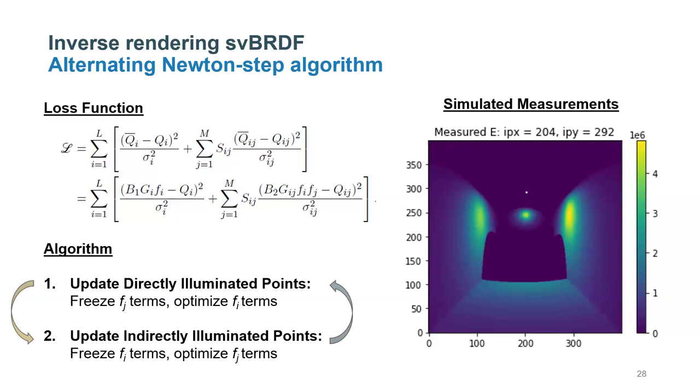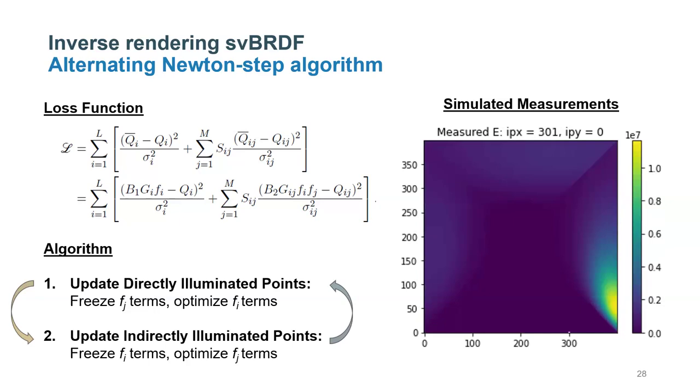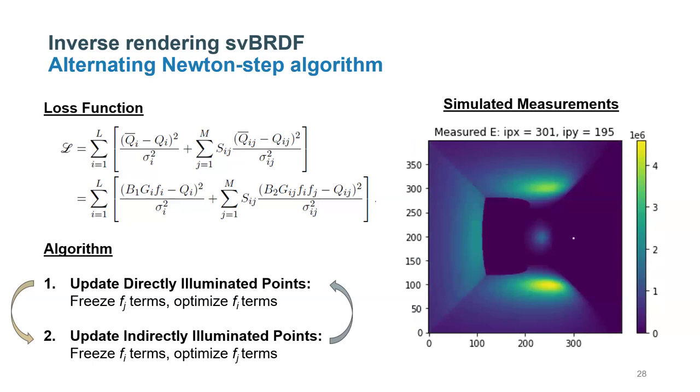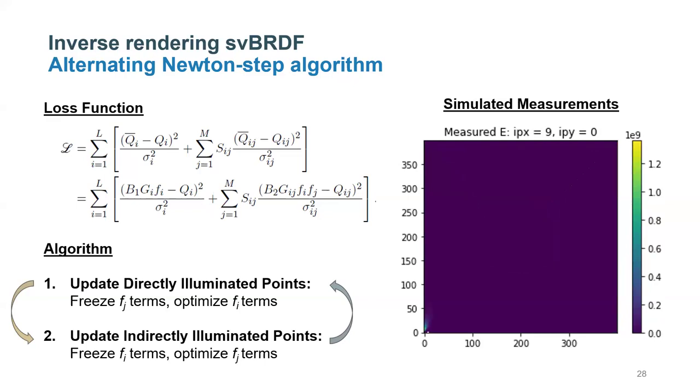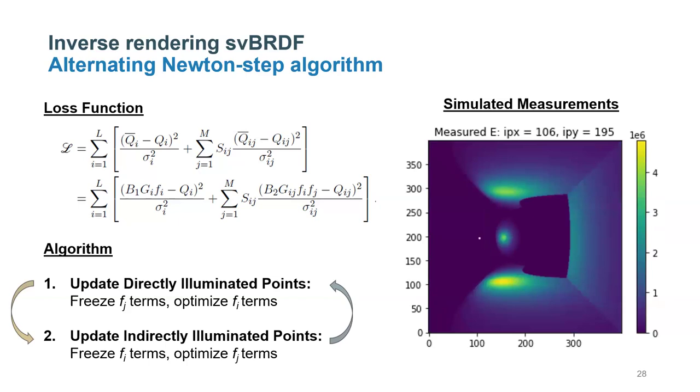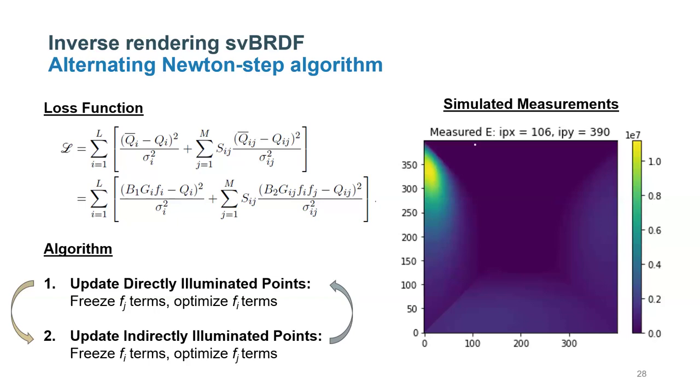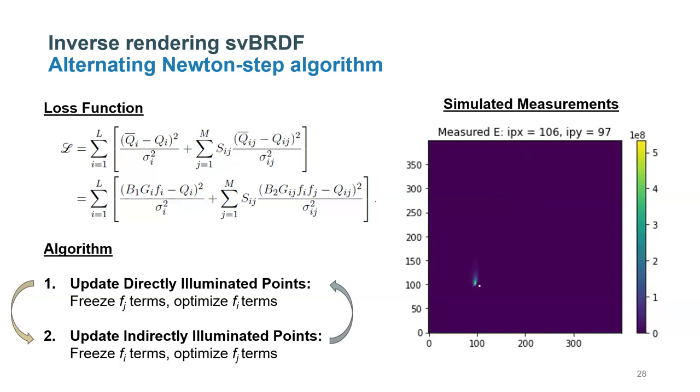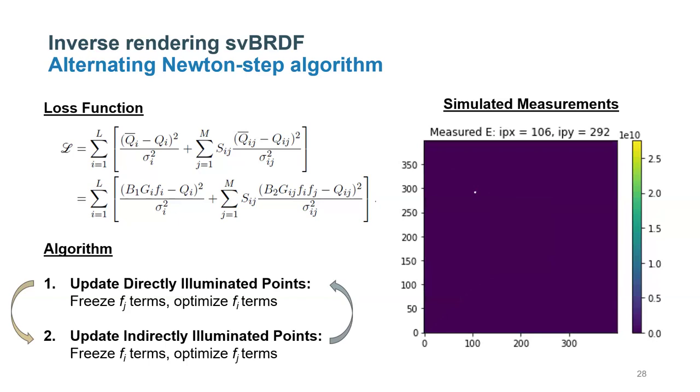And so the way it would work is we would divide the scene into two different sets of points. The first set included just the directly illuminated points, and the second set included the points that were only ever illuminated indirectly. We would then perform an alternating optimization. So we would fix the parameters of the indirectly illuminated points and only optimize the parameters of the directly illuminated points. And we would then switch it up and fix the parameters of the directly illuminated points, only update the parameters of the indirectly illuminated points. And we would alternate between these two steps until the BRDF parameters of all points in the scene converged to their true value.